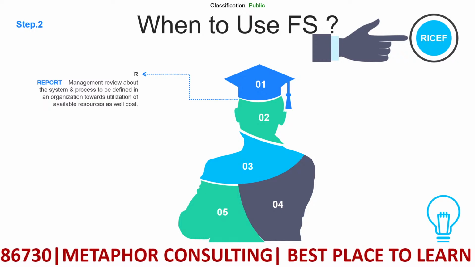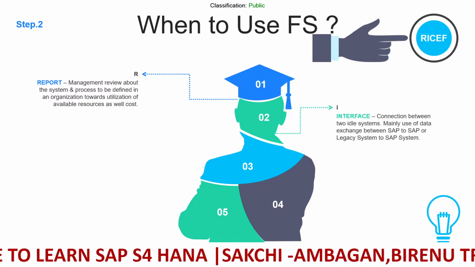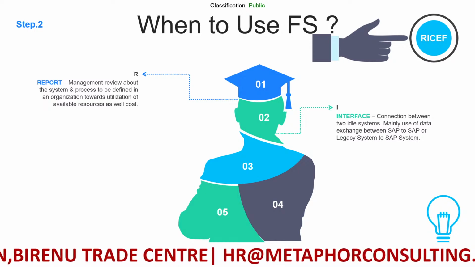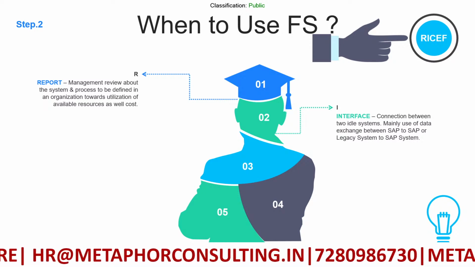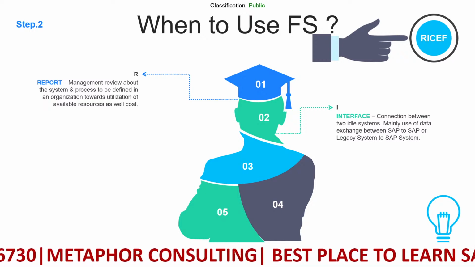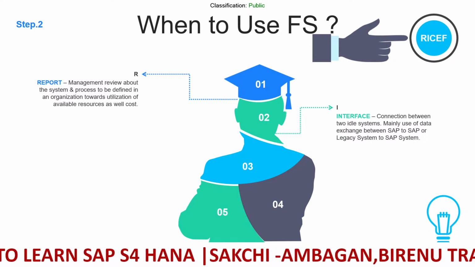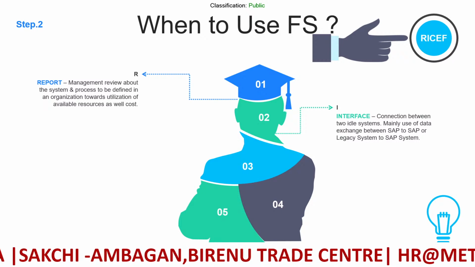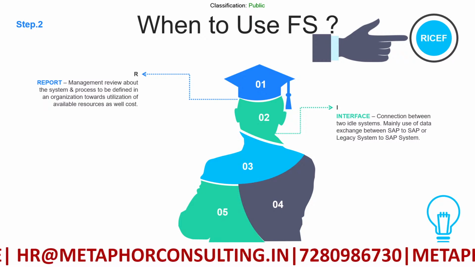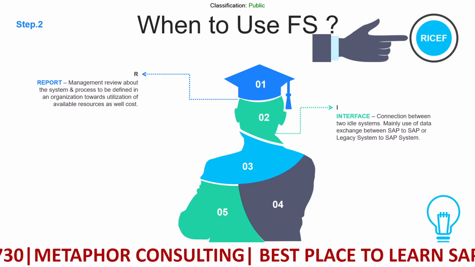The next object I am talking about is the I. I means interface. Interface is nothing but communication between two different systems. Let's suppose there is a legacy system, a .NET platform, and you are exchanging data from the .NET platform to the SAP platform. The data mapping which is required, what kind of data you have to exchange, whether the data is in the proper format or not, whether SAP is able to accept it or not, all of this is going to be captured in the FS while we move towards the interface.